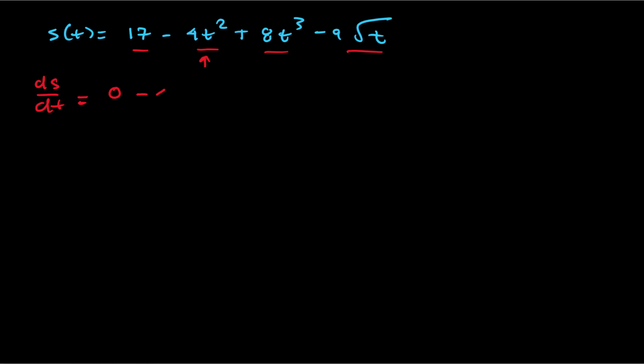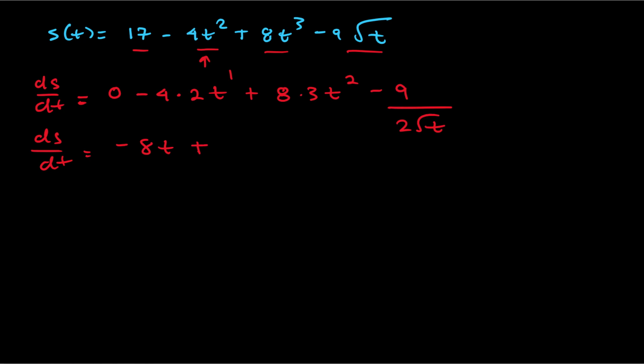We have minus 4. Derivative of t squared is, we bring down the 2 to get 2t. We reduce the power by 1. Plus 8, we bring down the 3 times 3t, we reduce the power by 1, that becomes squared. Minus 9, and then we remember the derivative of the square root of t is just 1 over 2 square root of t. Continuing, we have ds dt equals minus 8t plus 24t squared minus 9 over 2 square root of t.